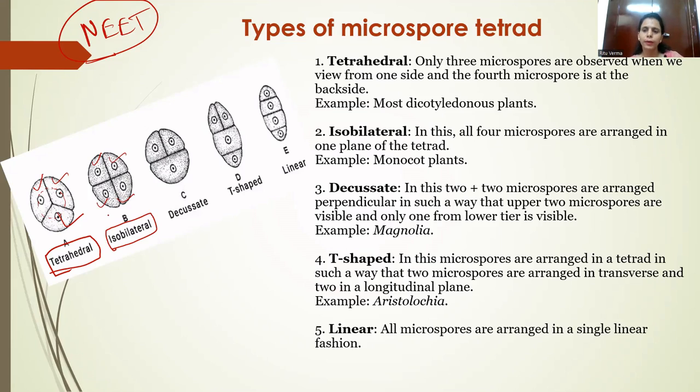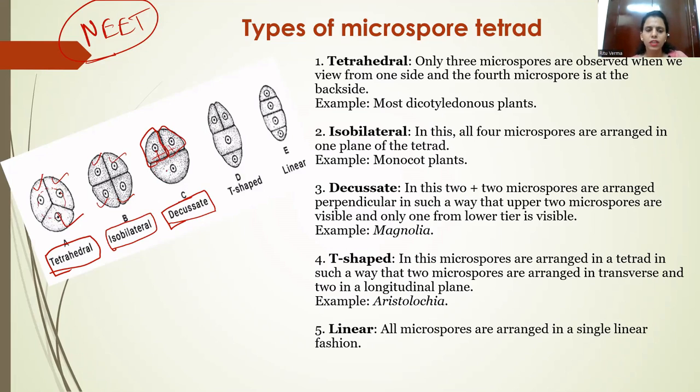All 4 types of microspores can be seen from one particular plane, okay? In this, all these 4 microspores are arranged on the same side or on the same plane, okay? The third type of microspore tetrad is the decussate type, in which 2 plus 2 microspores are arranged perpendicular to each other, okay?